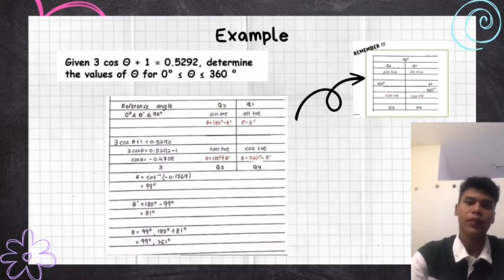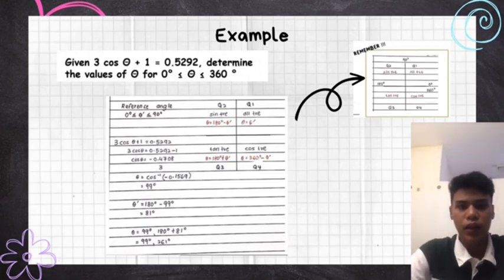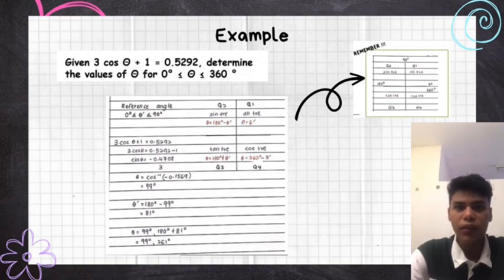After that, 99 degrees, and 180 darjah tambah dengan 81 darjah kerana they are in third quadrant. So the answer is 99 degrees and 261 degrees.